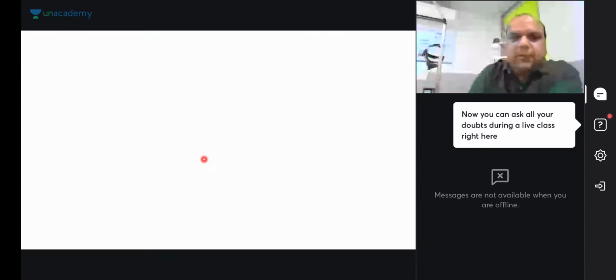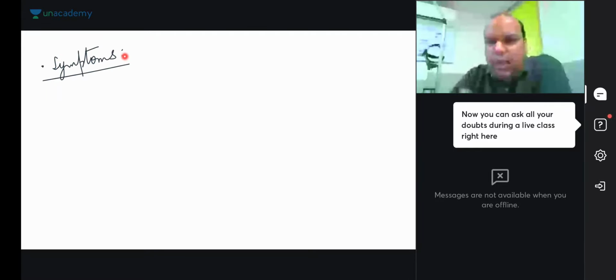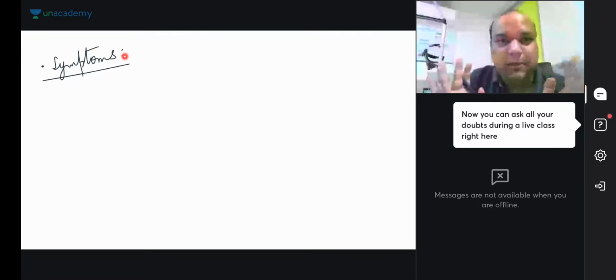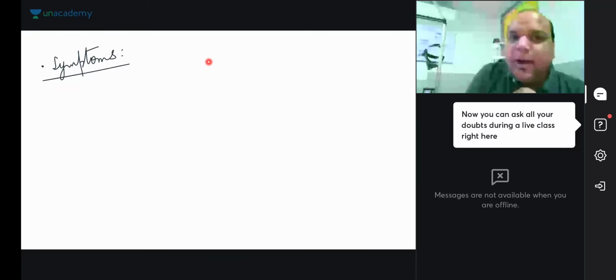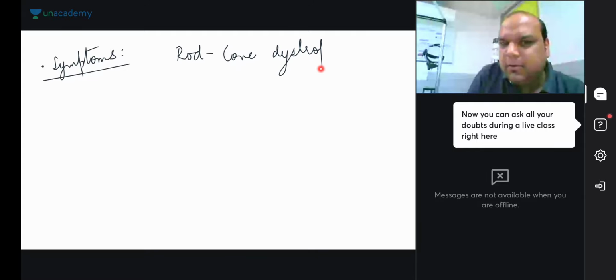So symptoms of retinitis pigmentosa. Now, for the symptoms, what do you want to know? As I've explained to you, for the symptoms, we only want to know whether it is a rod dystrophy or whether it is a cone dystrophy. Am I correct, everybody? We want to know rod dystrophy or cone dystrophy. So I say it is a rod-cone dystrophy.